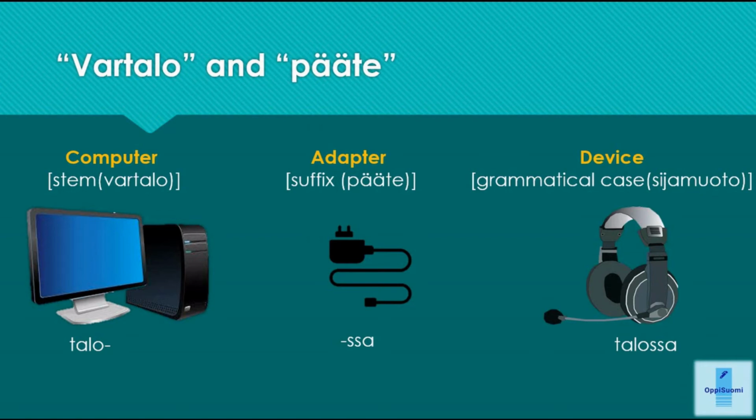If you are still not familiar with word types and those grammatical cases, for now forget about all of them and focus on what Vartalo is and what a suffix means. I have told you that there are 15 grammatical cases and there are word categories. KPT changes depend on those grammatical cases and word types. We will learn them at a more advanced level in our next videos.